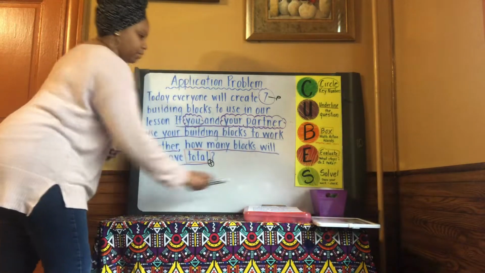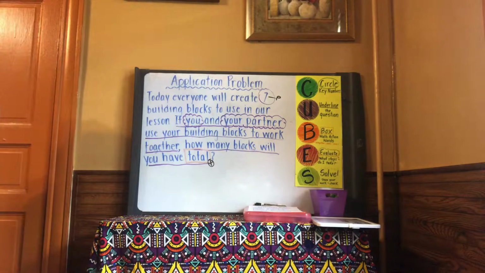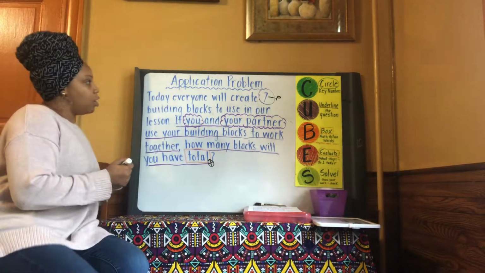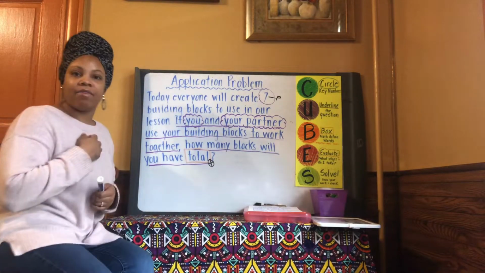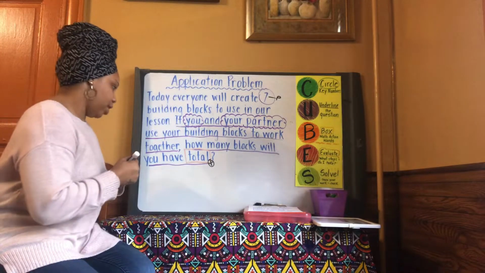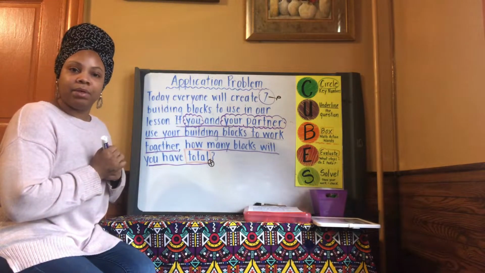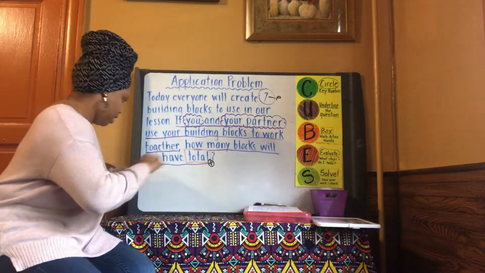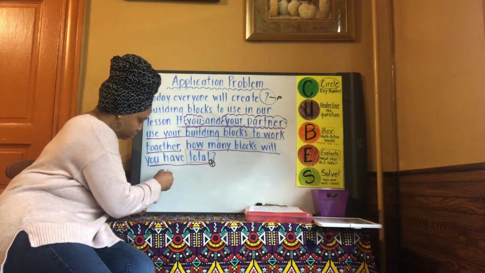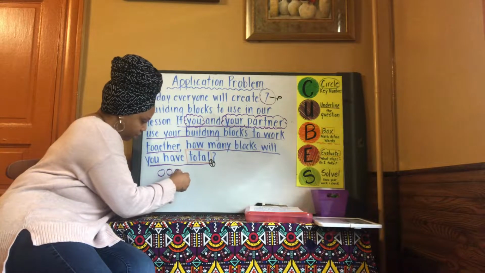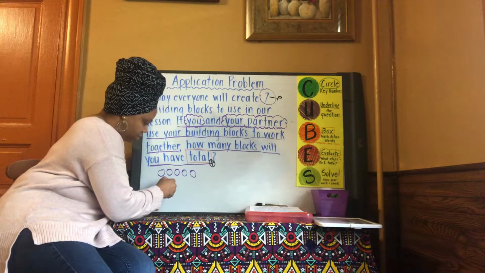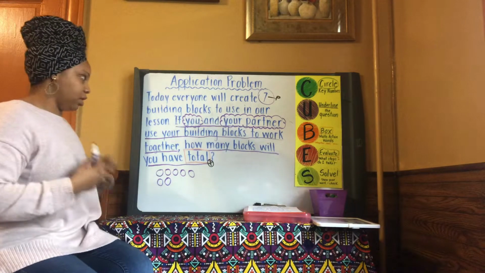So our first step, when we do addition, we want to draw a model. All right, so I know my one part. How many building blocks do I have? Do you have? 7, very good. So I'm going to start drawing my building blocks using circles, okay? Count with me, please. 1, 2, 3, 4, 5, 6, 7. Very good. That took care of my blocks.